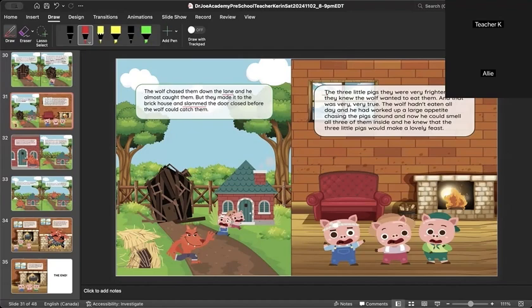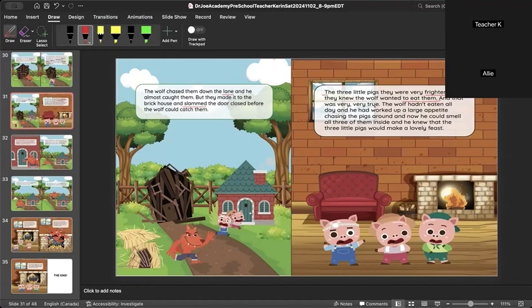The three pigs, they were very frightened. They knew the wolf wanted to eat them, and that was very, very true.